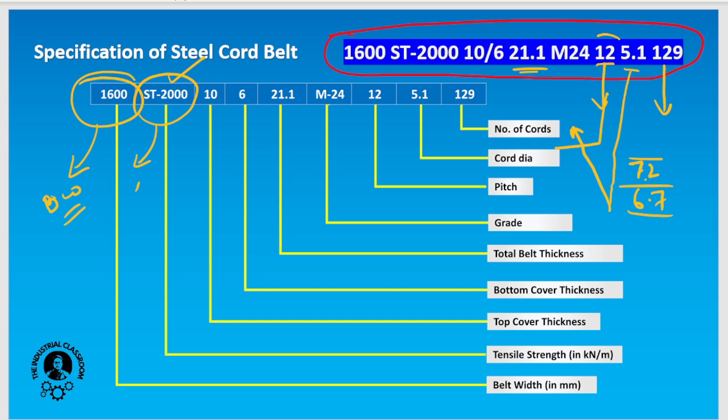So this is all that we have about the specification of conveyor belts. I hope that this video will help you in understanding the type of belt and the location where it can be used, the next time you visit your site or look at the number of the belt.